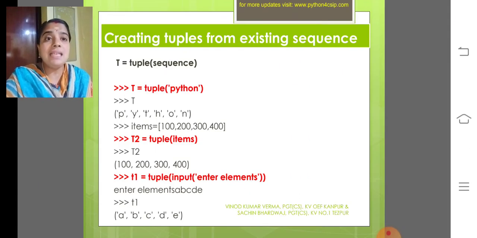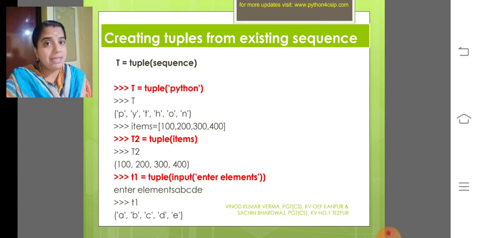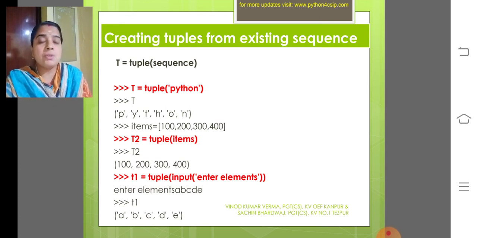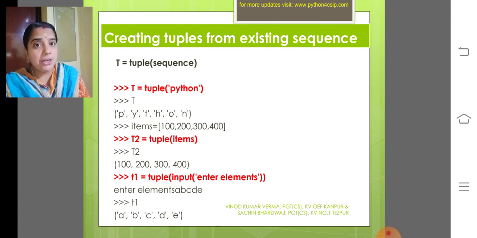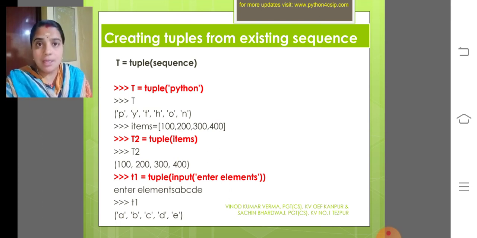Creating tuples from an existing sequence. That means what? If we already have a sequence, how can it be converted into a tuple? Using the tuple function. T equal to tuple of Python. Python is a string object I had given here. So what happens? P, Y, T, H, O, N. Each character will be converted into elements of a tuple.